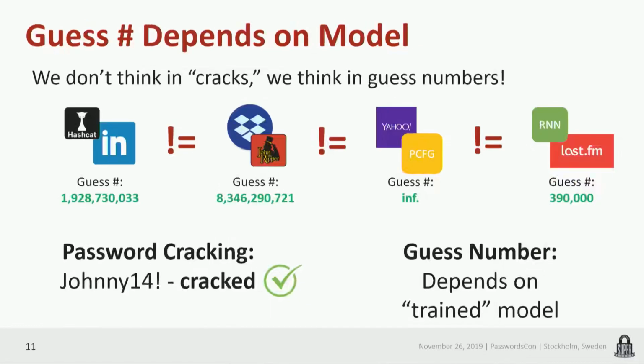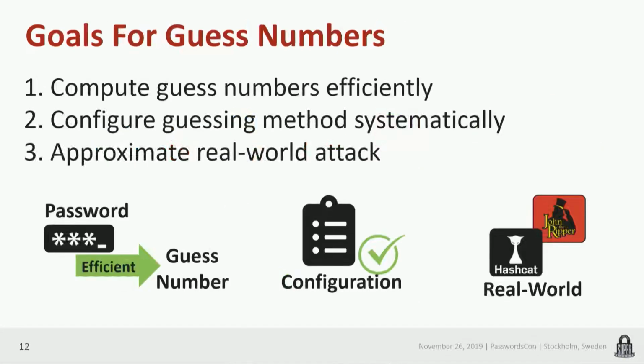A guess number is calculated for a specific attack using a specific algorithm with a specific configuration. So the guess number highly depends, for example, on the input data, the password leak you're using. And this makes it very different from what the normal password cracking community is interested in, simply cracking the password. We defined some goals for guess numbers.